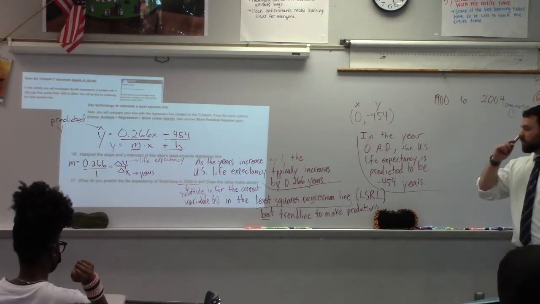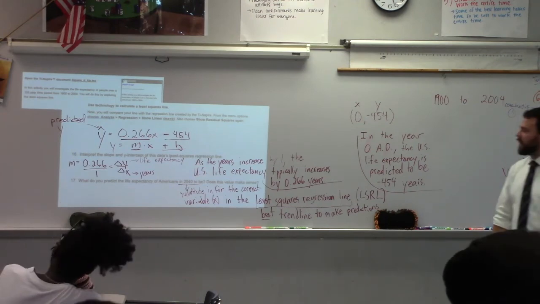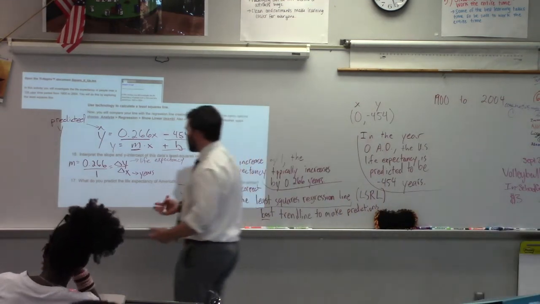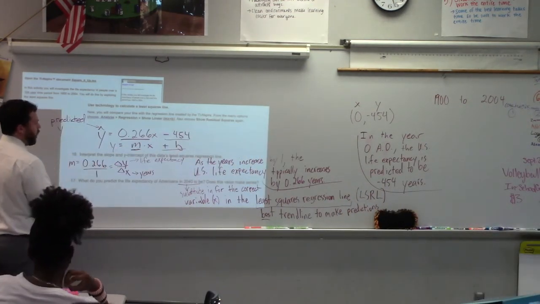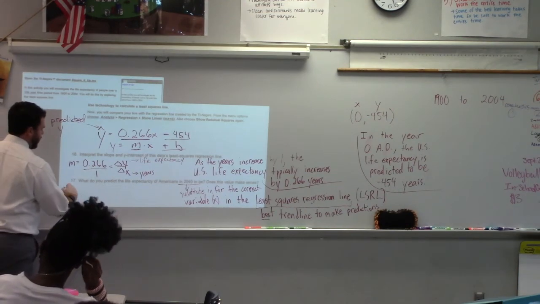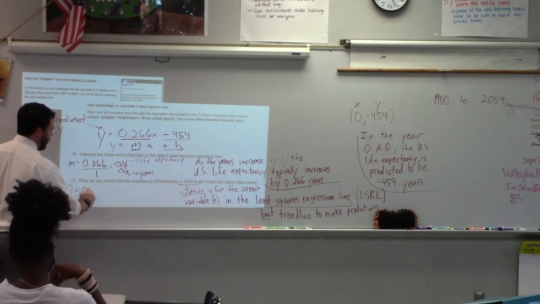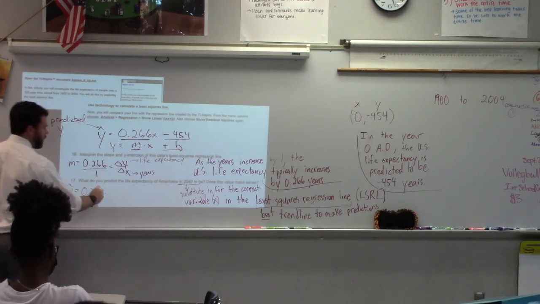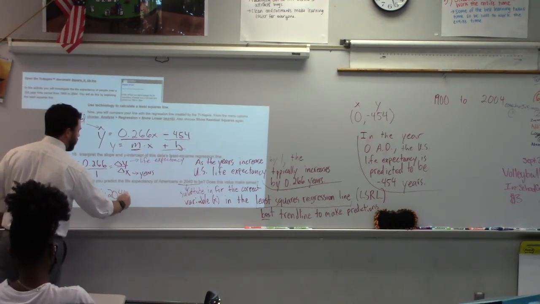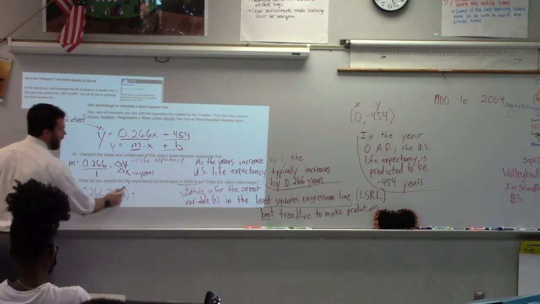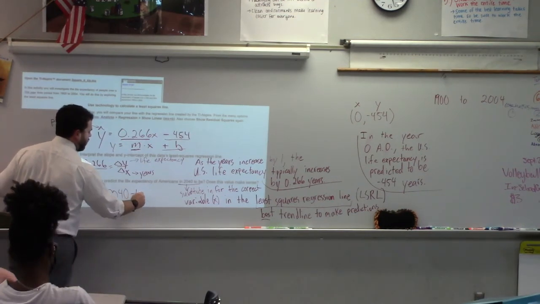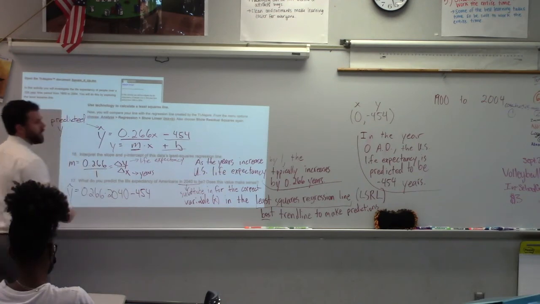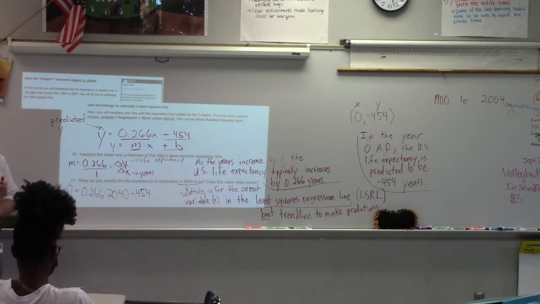Alright, so what do you predict the life expectancy of Americans in 2040 to be? We already said it, we're going to substitute 2040 in for x, so y hat equals 0.266 times 2040 minus 454. There it is. That's it. Now, let's use a calculator and let's simplify that.